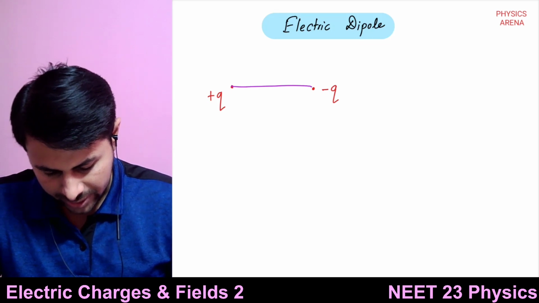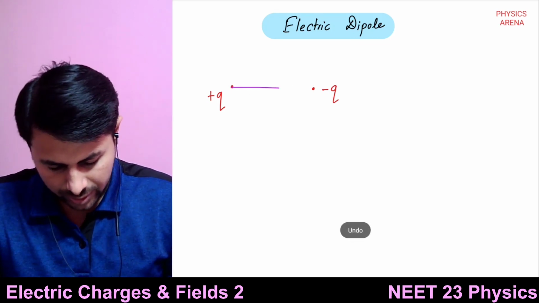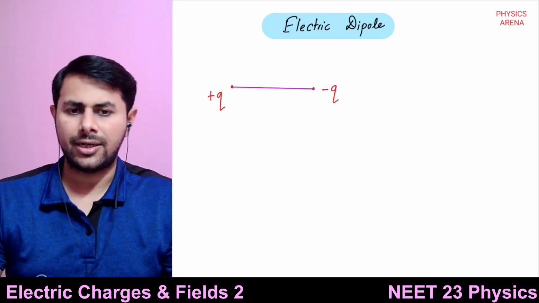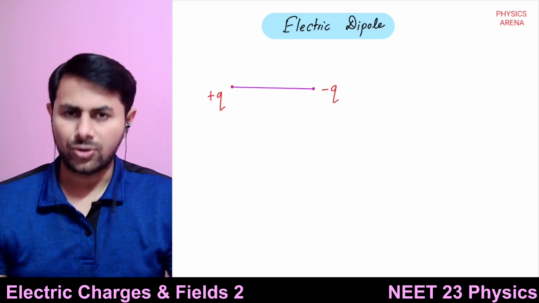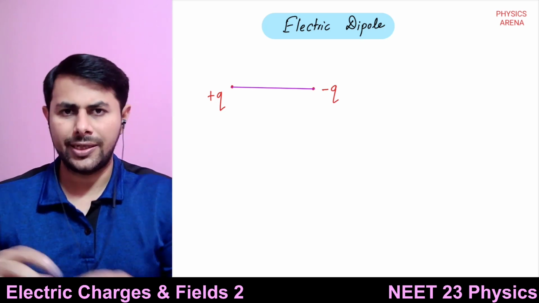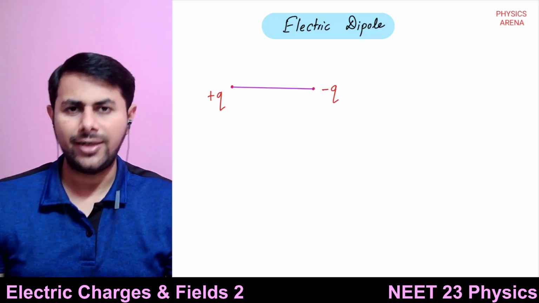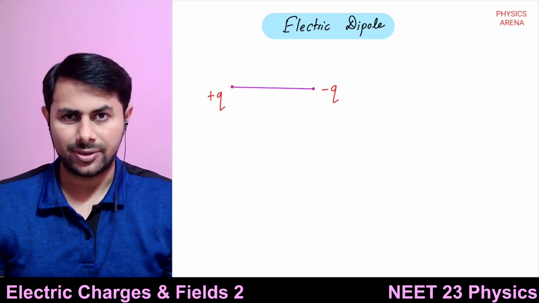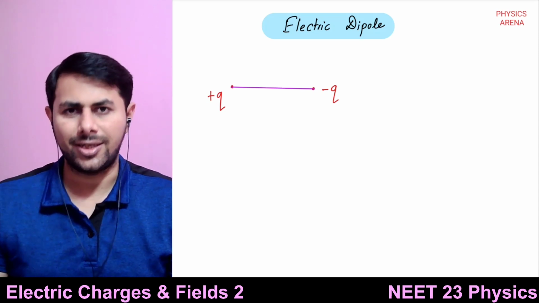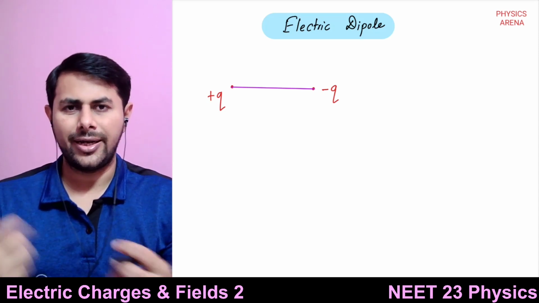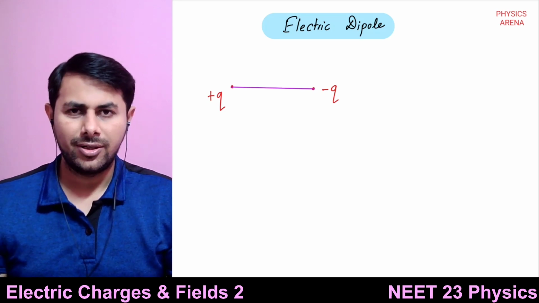So this kind of a system is known as an electric dipole. For example, where do you find these electric dipoles? You find them in polar molecules. Do you know what polar molecules are? For example, HCl. So how does HCl get formed?